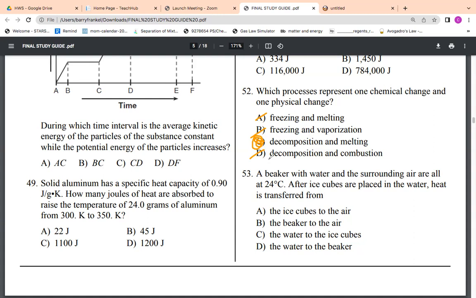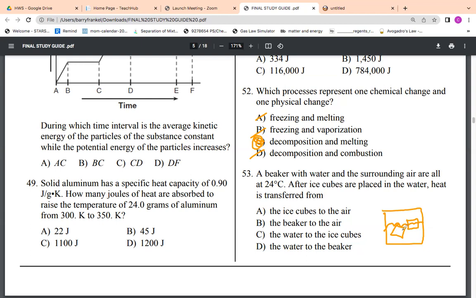Okay, a beaker with water, again, sorry, I'm gonna repeat this. A beaker with water and the surrounding air are all at 24 degrees Celsius. So we got a cup of water. We place ice cubes in it. And then we wanna know what is happening to the heat.